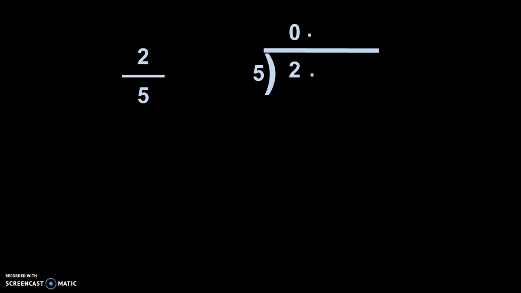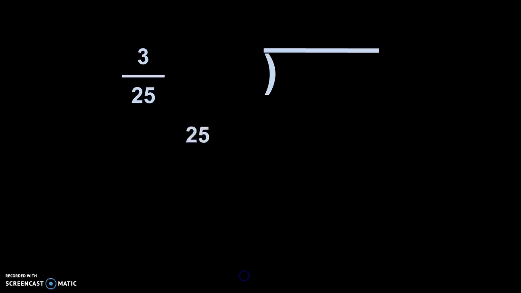Now the 2 has become a remainder, so let's change its position. Input a 0. Now we say 5 into 20, that's 4. So 2/5 equals 0.4.